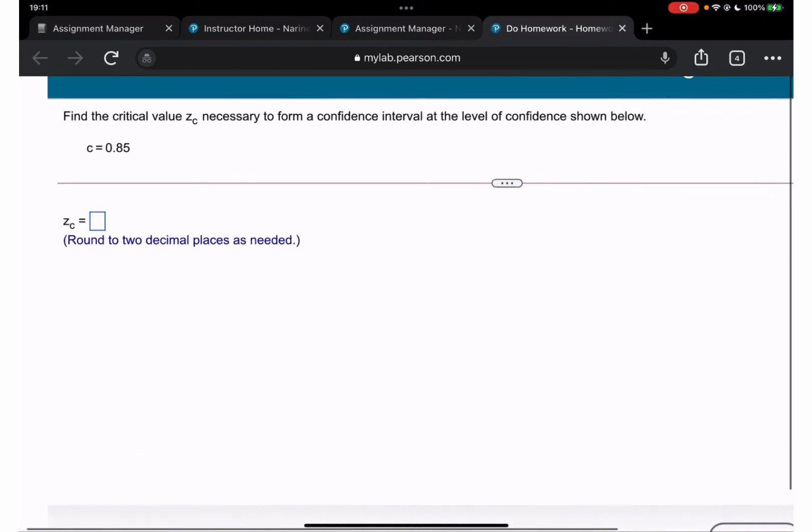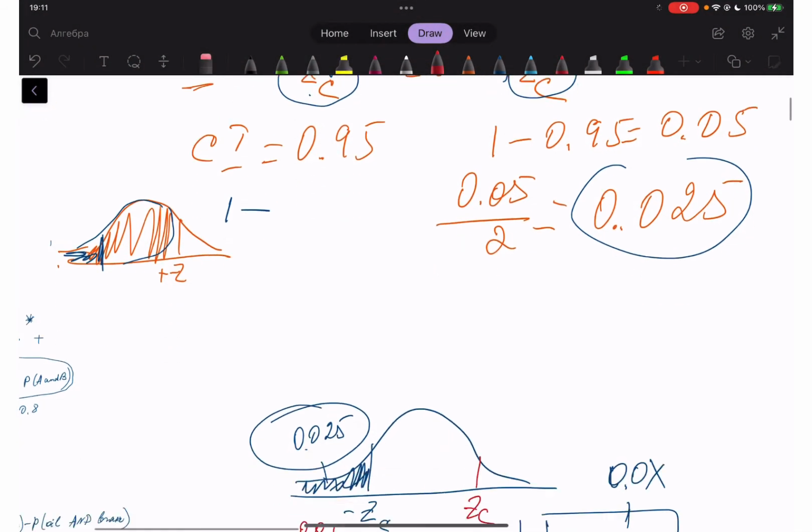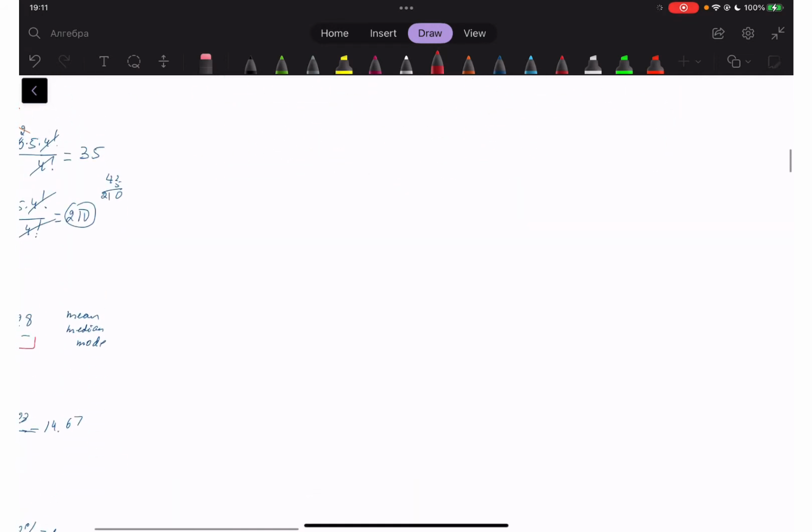Let's see, 0.85. Okay, let's work it out. My confidence interval is 0.85, which means for both tails, it's going to be 1 minus 0.85, which is 0.15. I was thinking some reason light bulb.